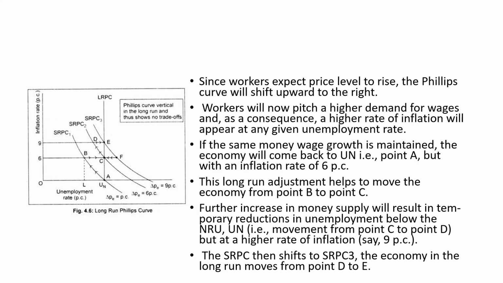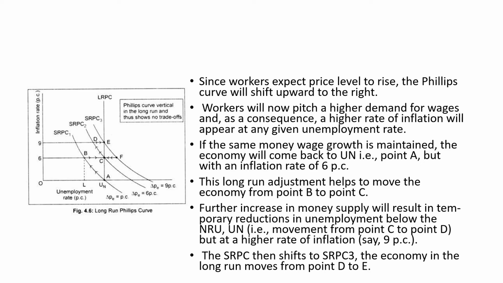Since workers expect the price level to increase, the Phillips curve will shift upward to the right. Workers will now pitch a higher demand for wages, and as a result, a higher rate of inflation will appear at any given unemployment rate. If the same money wage growth is maintained, the economy will be back to UN, but with an inflation rate of 6.